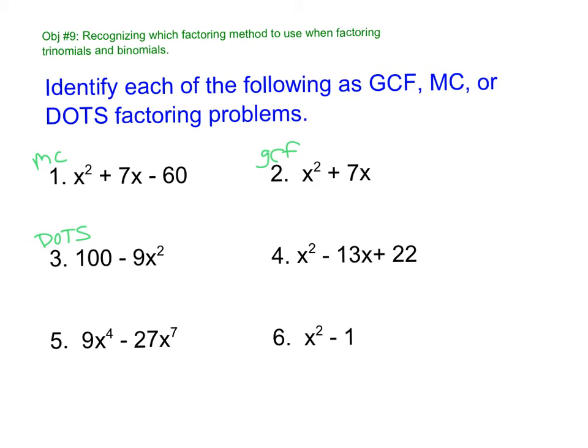Number 4, trinomial, 3 terms with an x squared. That's your MC again. Number 5, x is everywhere. Even though 9 is a perfect square, x is everywhere. That takes over. And then lastly, x squared minus 1, subtraction, binomial, perfect squares, dots.